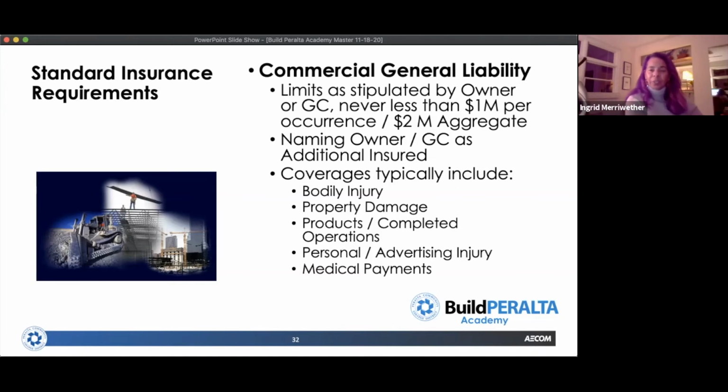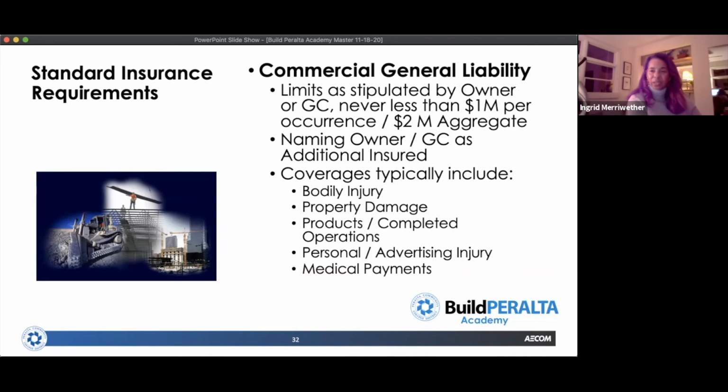A general liability policy also includes personal and advertising injury. Personal injury is allegations of libel, slander, defamation of character. Doesn't happen that often, but essentially you don't want to go around telling lies about your competitor because they can sue you.